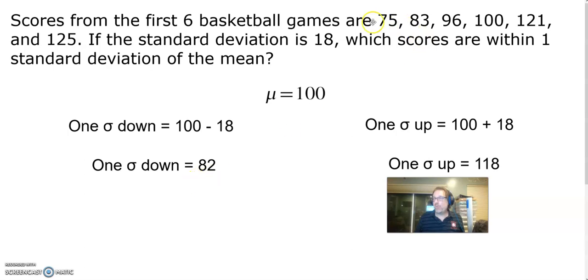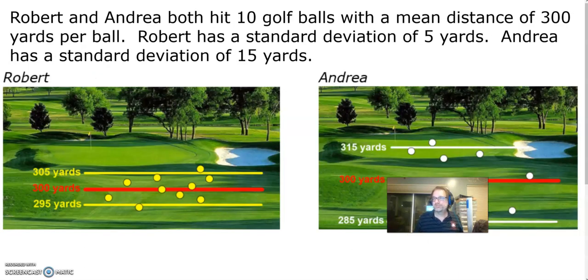So any point value between 82 and 118 is 1 standard deviation away from the mean. So which games did I score within a standard deviation of the mean? From 83 to 96 to 100. Oh, excuse me. 121 is more than 1 standard deviation away, so is 125. So this is a nice visual representation of a standard deviation.